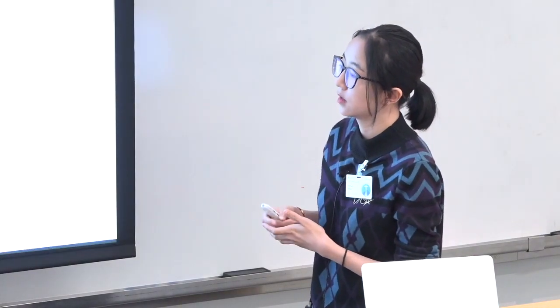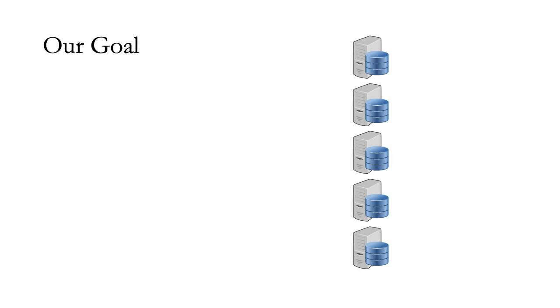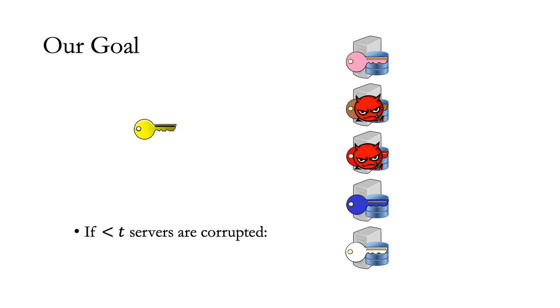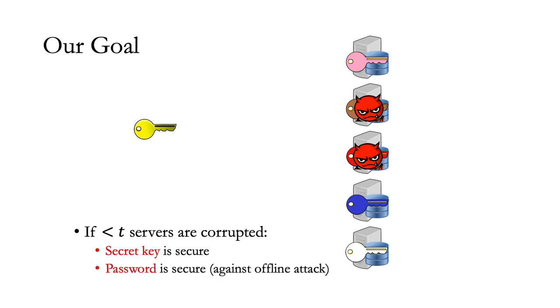Okay. And here comes our goal. Because of this inherent issue, because there is a single server, our goal is instead having a bunch of servers and having the secret key somehow shared among the servers, such that even if a subset of the servers are corrupted and colluding, we still have the following two guarantees. First, the secret key is secure, and second, the user's password is secure against offline attack. Okay, is this goal clear?